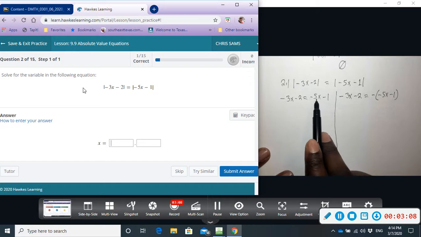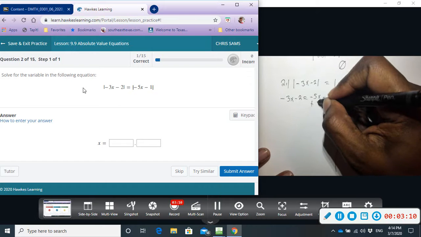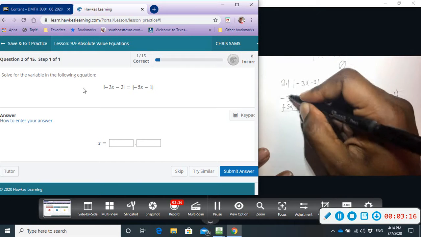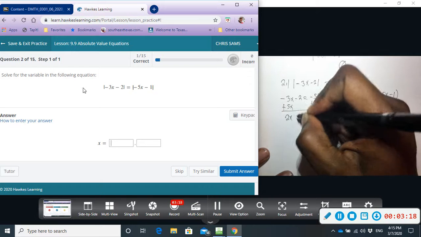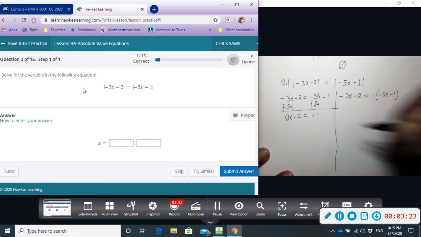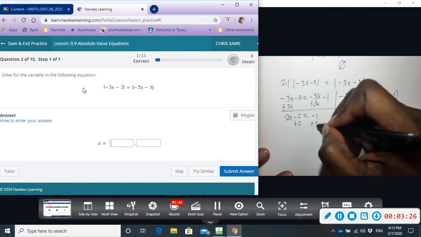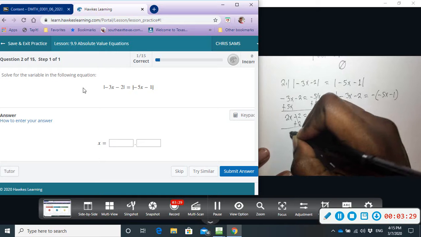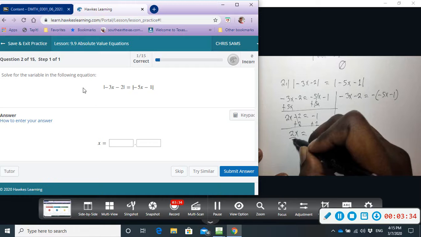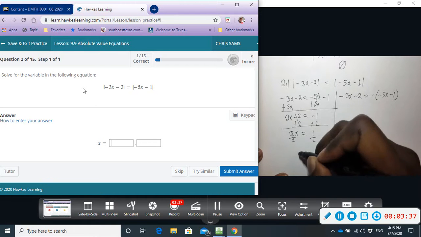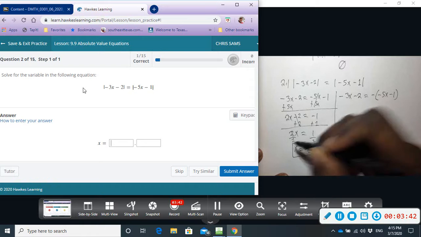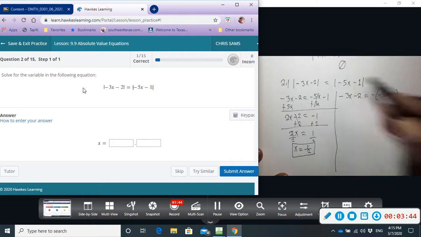Okay, so we're going to collect like terms. I'm going to add 5x to both sides. And then when I combine these, I get a positive 2x minus 2, bring that down, equals negative 1. I'm going to add 2 to both sides. And we get 2x equals positive 1. And then we divide by 2. And that gives us x equals 1/2. So one possible answer is 1/2. That will make both of these sides equal.